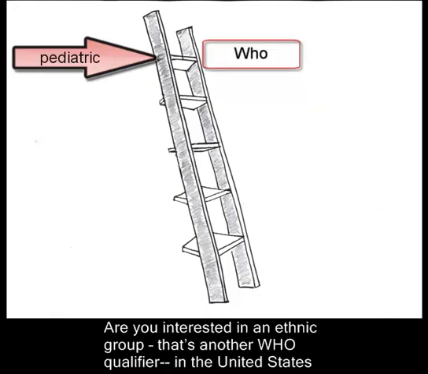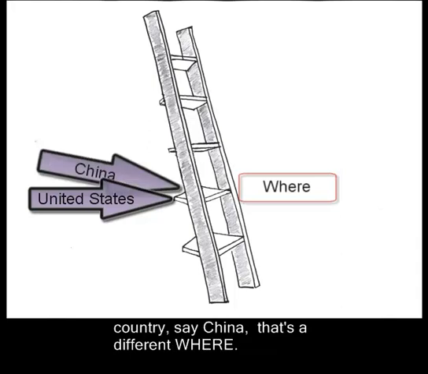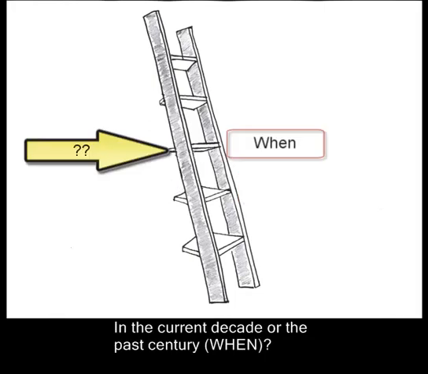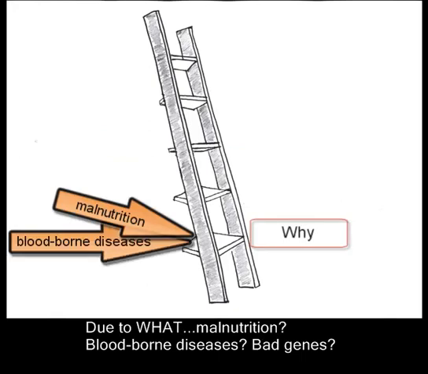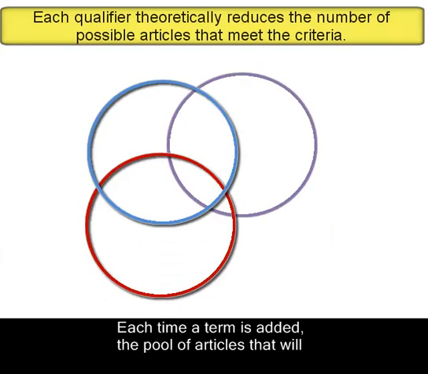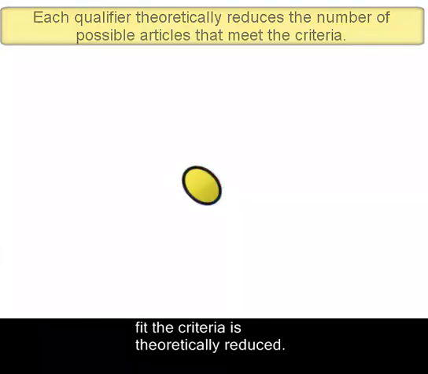Are you interested in an ethnic group? That's another who qualifier. In the United States, that's a where qualifier. A population in a different country, say China, that's a different where. In the current decade or in the past century, when? Due to what? Malnutrition? Blood-borne diseases? Bad genes? Each time a term is added, the pool of articles that will fit the criteria is theoretically reduced.